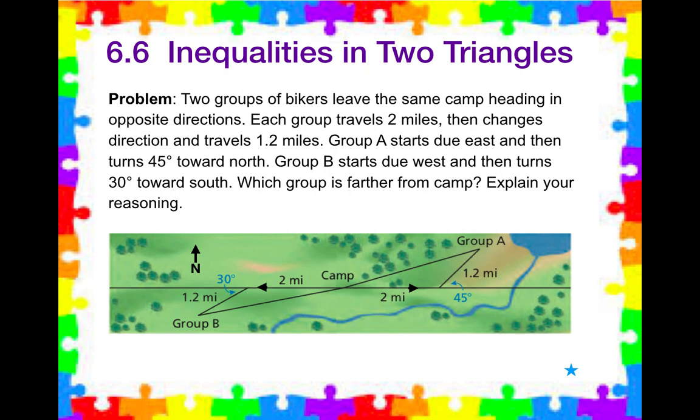Well, Group A is going to go 45 degrees here, so this is going to be 135 degrees in this angle here. But for 30 degrees, this is 150 degrees in this hinge. So this means that this distance is going to be greater than this distance here. So Group B is actually going to go further in this scenario than Group A. And we use the hinge theorem to come up with that solution.